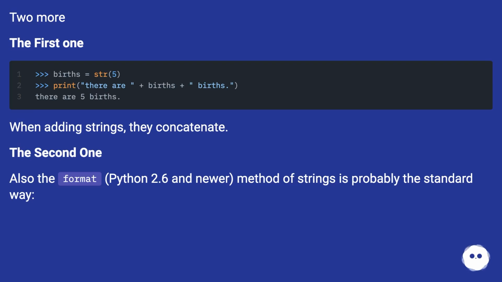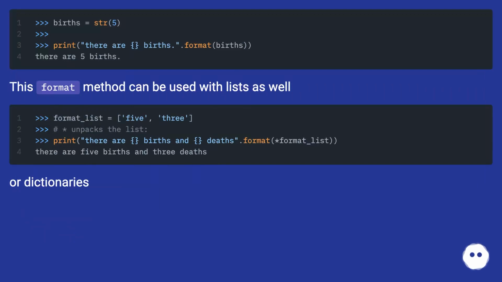two more. The first one. When adding strings, they concatenate. The second one. Also the format method of strings, Python 2.6 and newer, is probably the standard way. This format method can be used with lists as well. Or dictionaries.